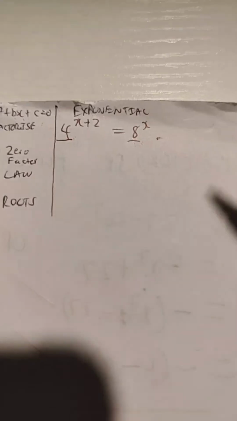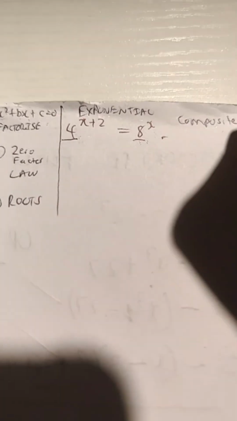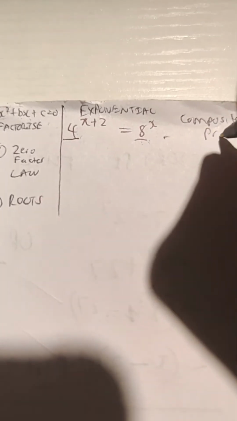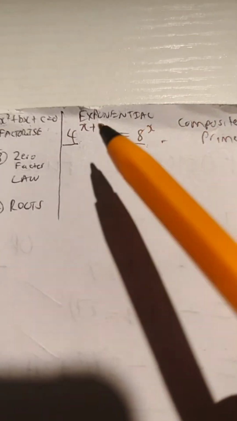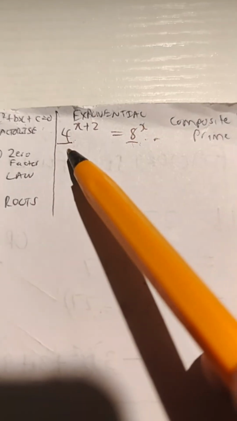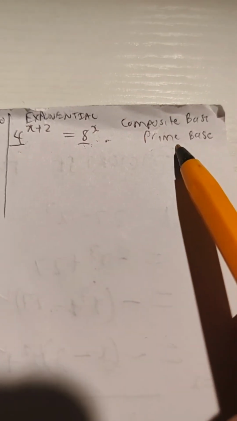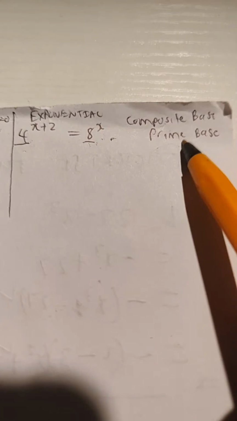So we need to change the composite base to what I call a prime number base. We need to convert these to prime numbers. So 4 can be written as what? As a prime number. What is a prime number? A prime number is a number that has only two factors, 1 and itself. So 4 can be expressed as 2 to the power 2.